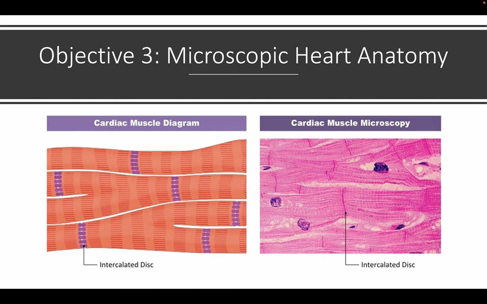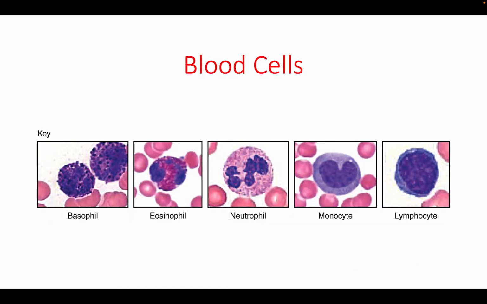Next we can talk about the blood cells. So this is objective 2. I think I have it reversed here, but it's okay. We'll just go ahead and do it in this order. The objective is to basically be able to identify blood cells and leukocytes.